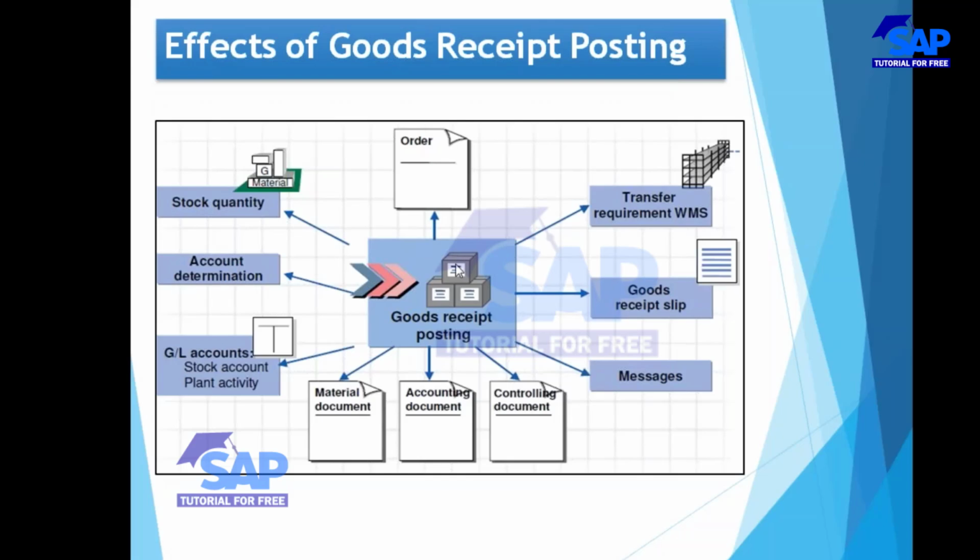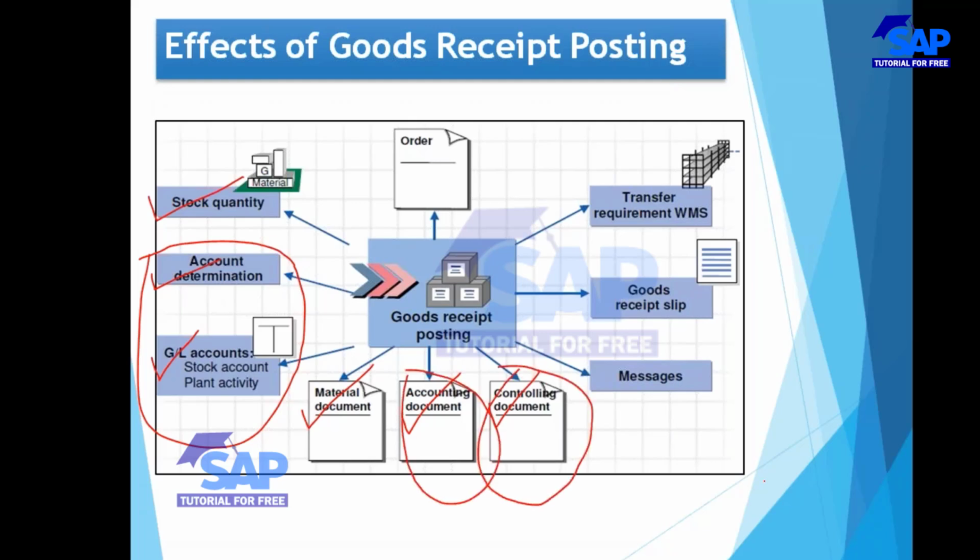So when you do the goods receipt, what happens? Your stock quantity will increase in your warehouse, and the relevant GL accounts and MM account determination will happen. Those will get updated. This is from the finance and controlling side. Whenever you do the goods receipt, the system will generate a material document for MM logistics, and an accounting document and controlling document for the finance side.